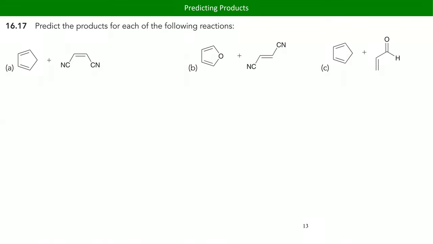But it turns out it matters more that it's stuck in the s-cis; that has a larger effect on the reactivity than whether or not you have electron donating groups. But yeah, we don't have nearly as many restrictions on the diene itself. It just needs to be able to get to s-cis.